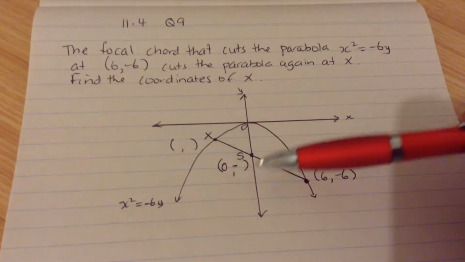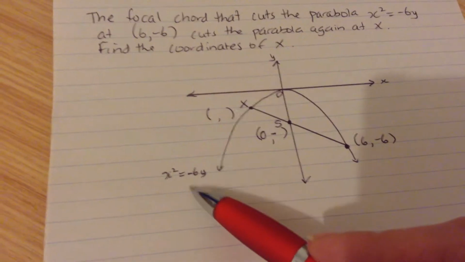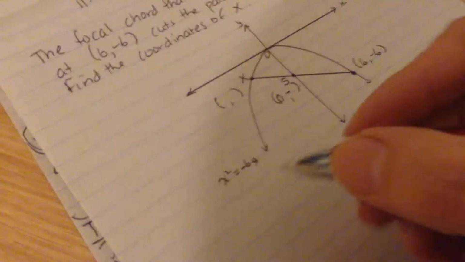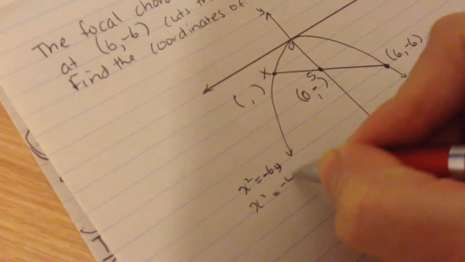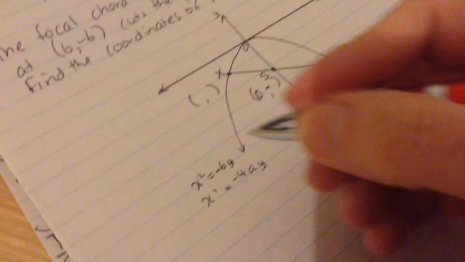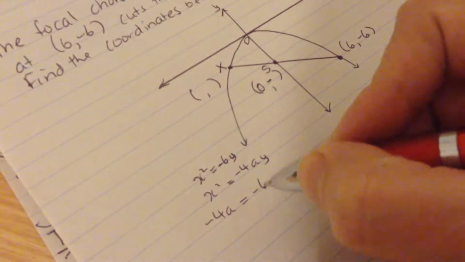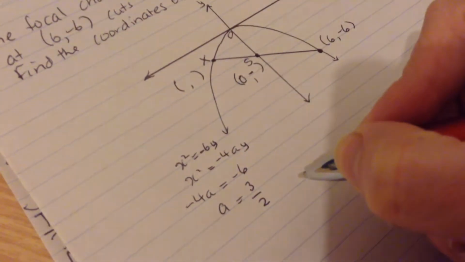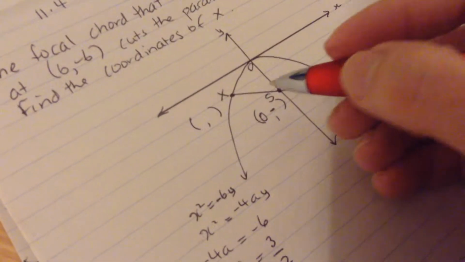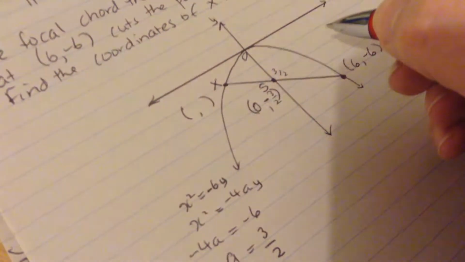So, first of all, let's find out what our focus is. Looking at our equation, this takes the form x squared equals minus 4ay. So therefore minus 4a equals minus 6, so a is equal to 3 on 2. And that means that our focus is (0, -3/2). It goes through the point (0, -3/2).